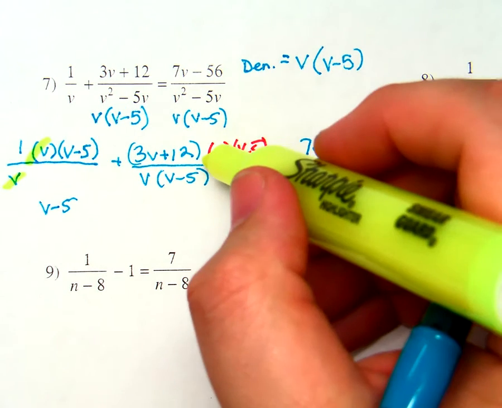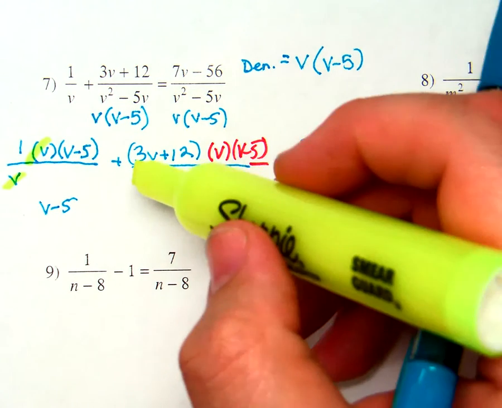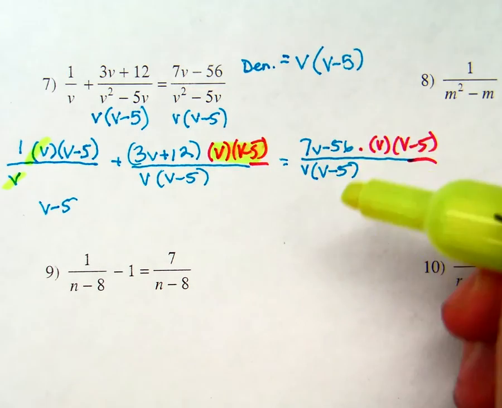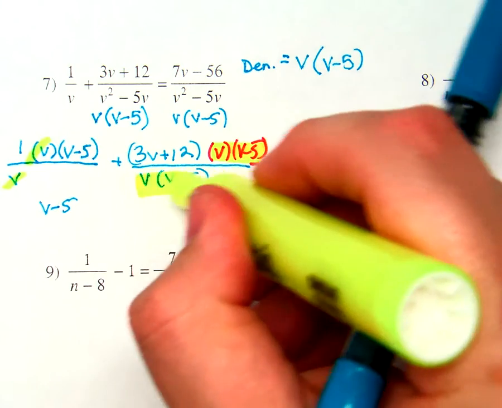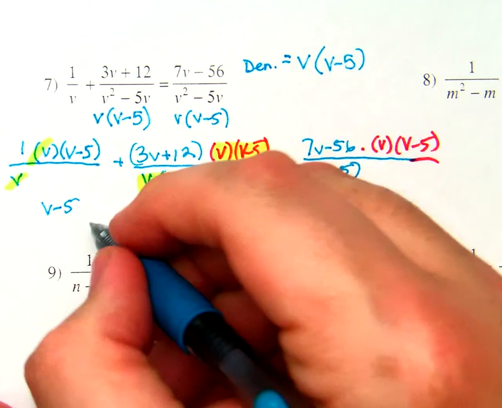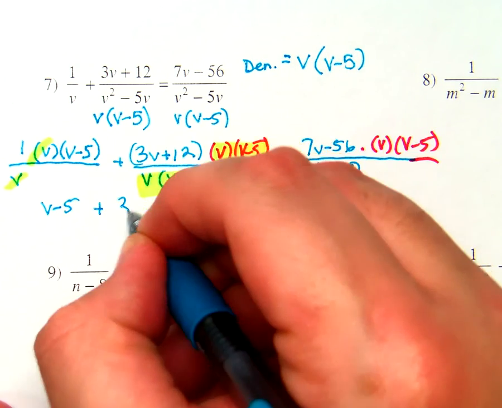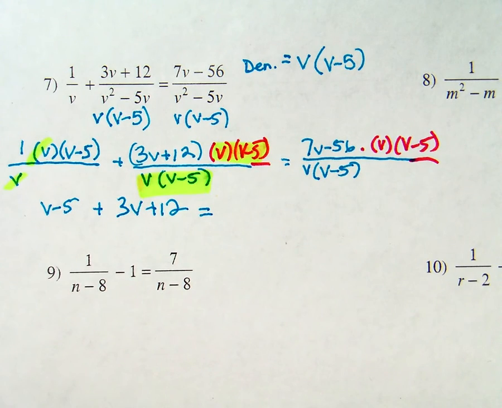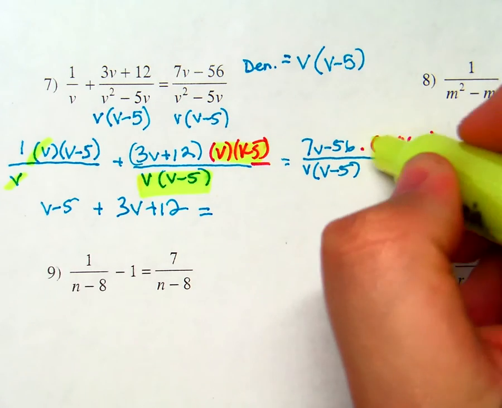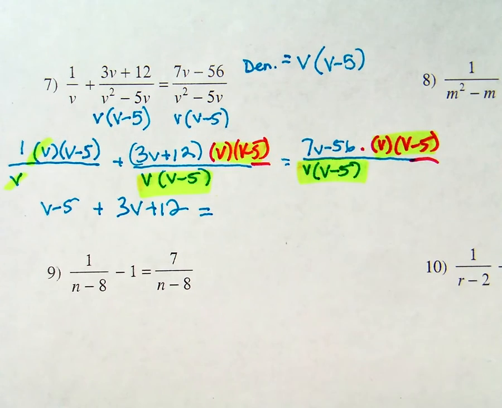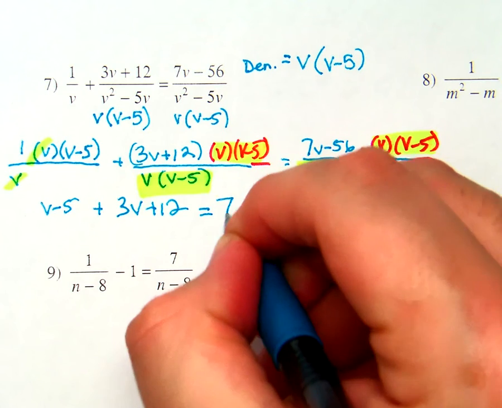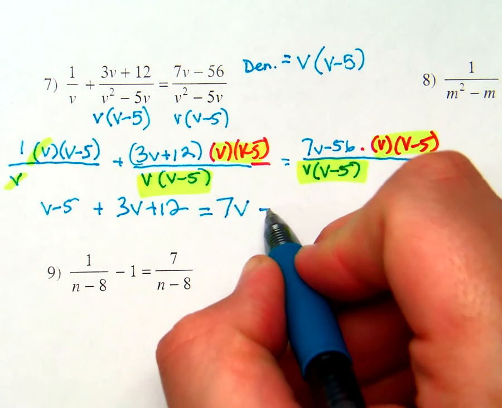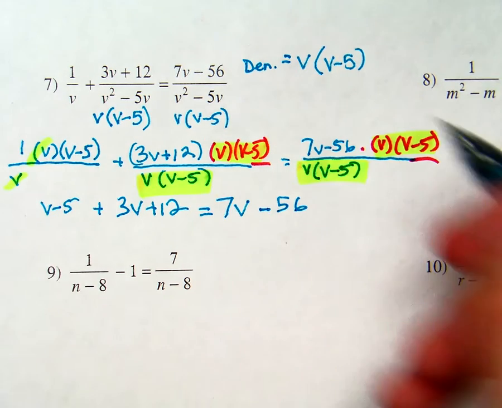Now, what can you factor out of the second term here? The v times v minus 5 and the v times v minus 5. So this is plus, what's left over? 3v plus 12. Now over here, I have v times v minus 5, v times v minus 5. They divide out, and I'm left with 7v minus 56.